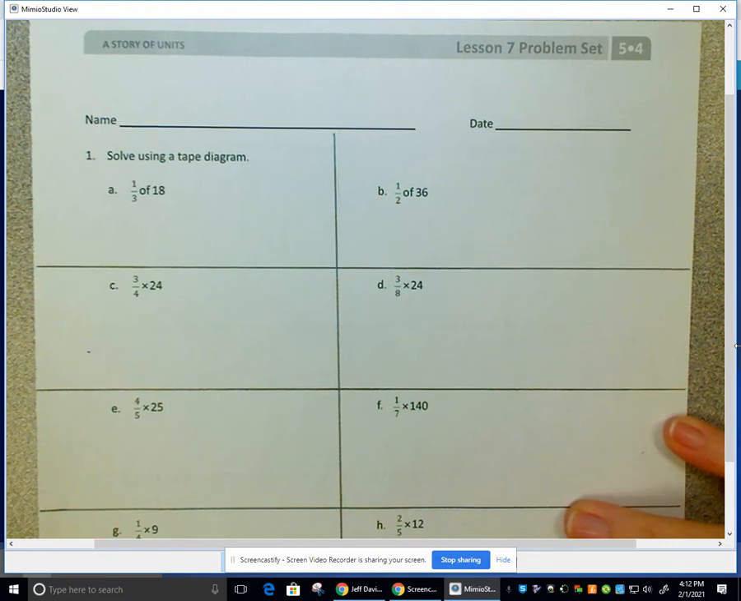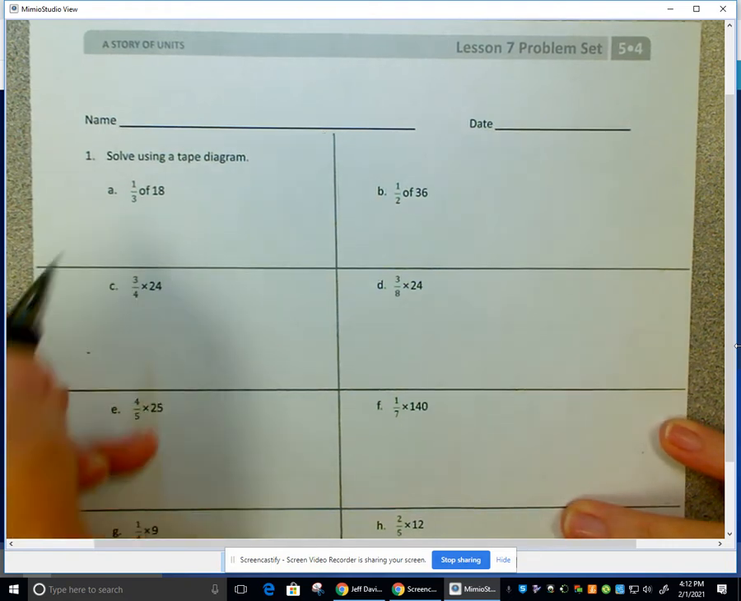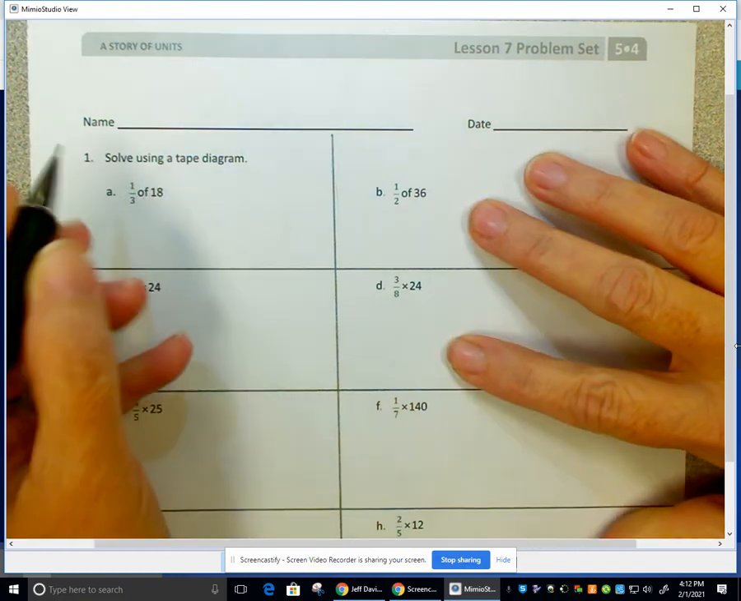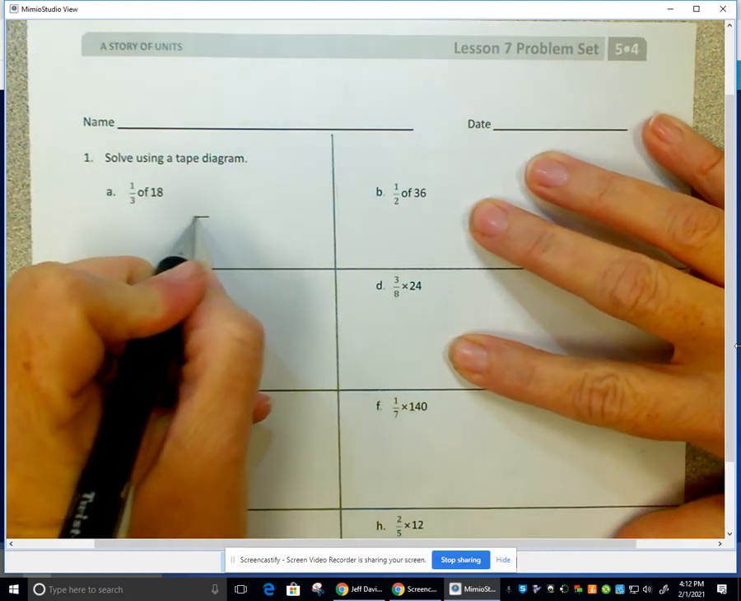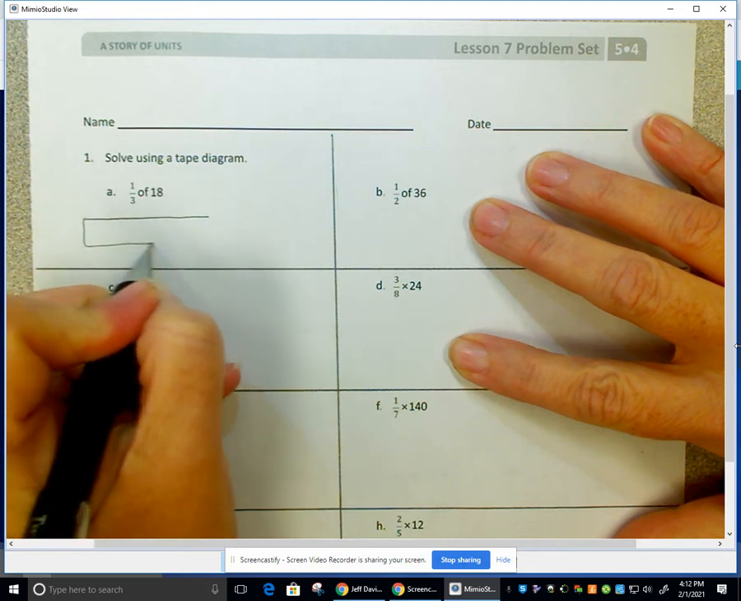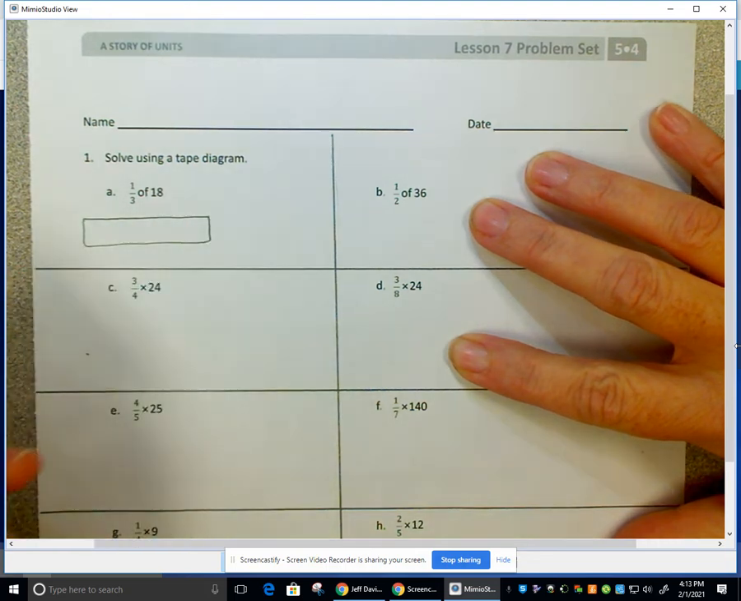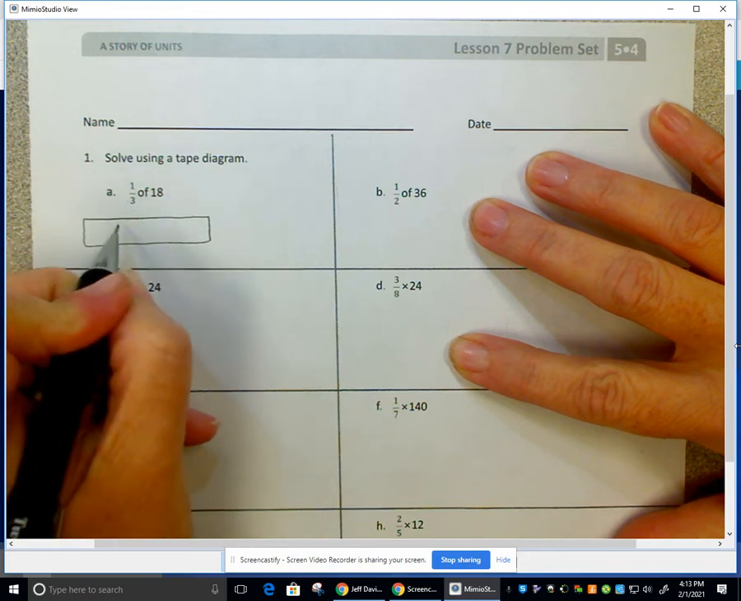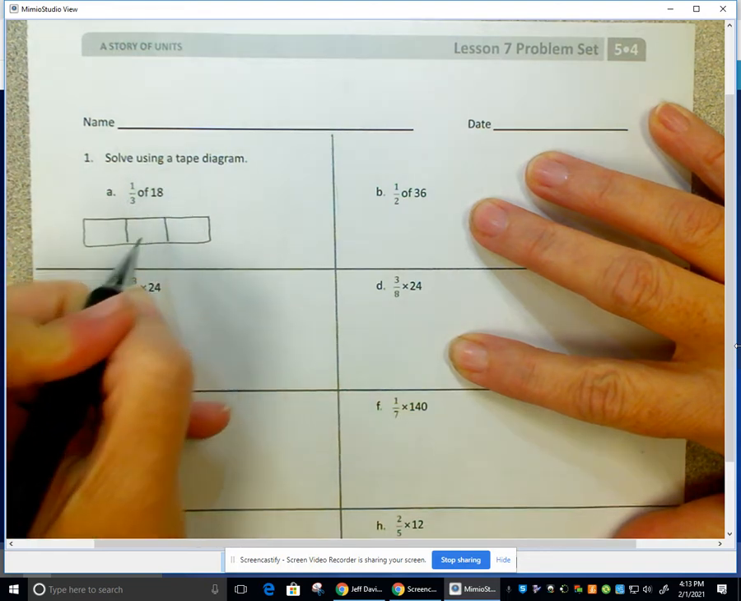Remember, we're using tape diagrams today. Now, we want to find 1/3 of 18. So let's draw our tape diagram. This 3 tells me how many parts. I want it in 3 parts.